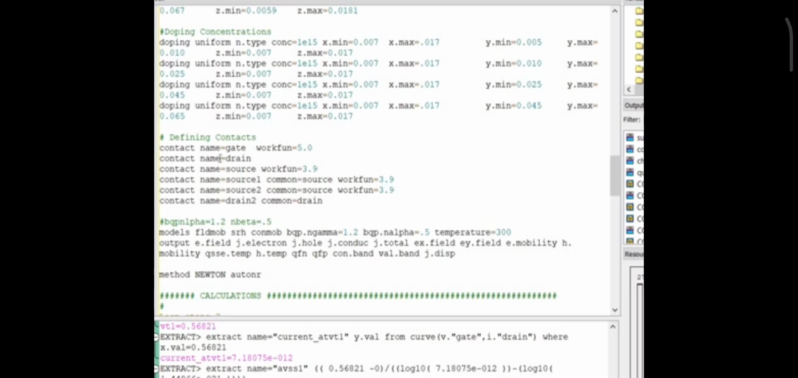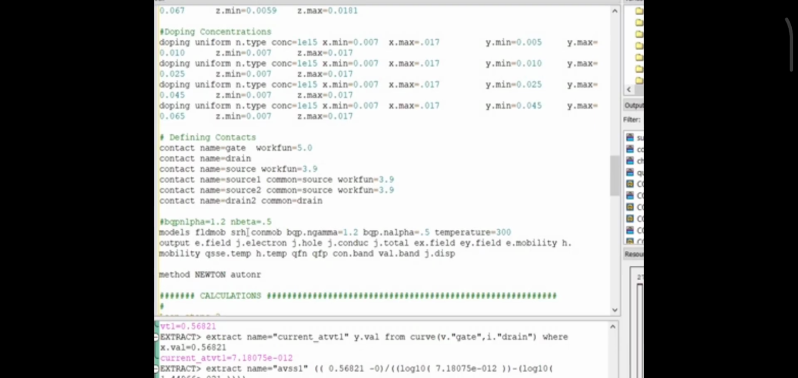Next, I am defining the contact. Gate work function is 5 electron volt. Next contact name is drain. At the drain side, we are applying the electrostatic technique. This means we are inducing the charge carrier with the help of the biasing voltage VDS. At the source side, we are applying the charge plasma technique. In the charge plasma technique, we are applying a proper metal work function to induce charge carrier at the source terminal.